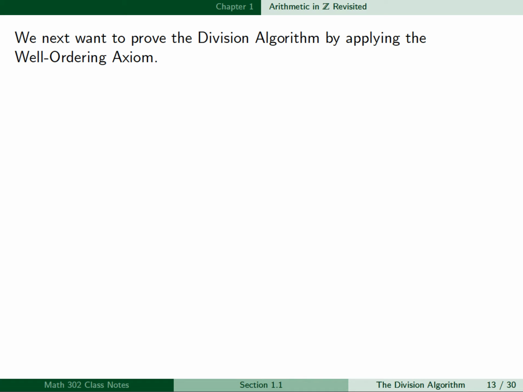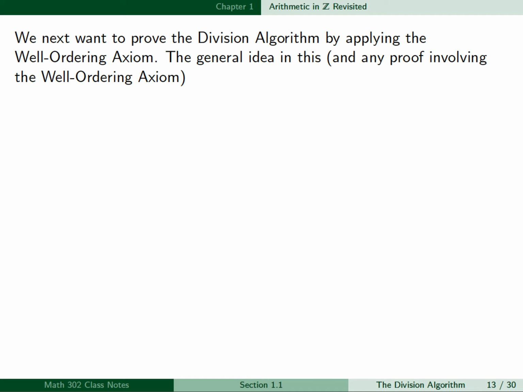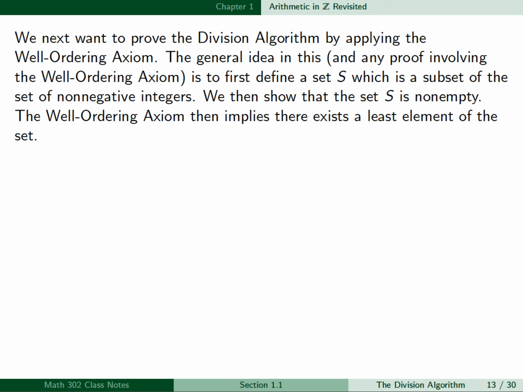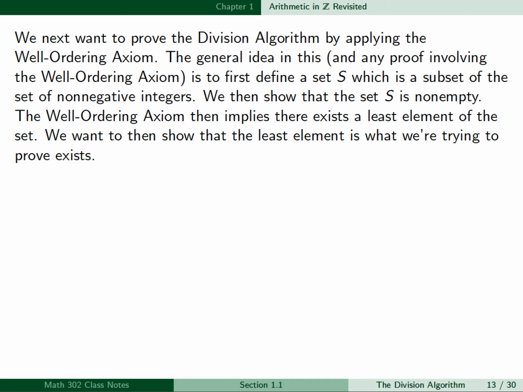We next want to prove the division algorithm by applying the well-ordering axiom. The general idea in this, and any proof involving the well-ordering axiom, is to first define a set S, which is a subset of the set of non-negative integers. We then want to show that the set S is non-empty. The well-ordering axiom then implies there exists a least element of the set. We want to then show that the least element is what we're trying to prove exists. This will become a little clearer as we go through the proof. It's a little bit vague at the moment.